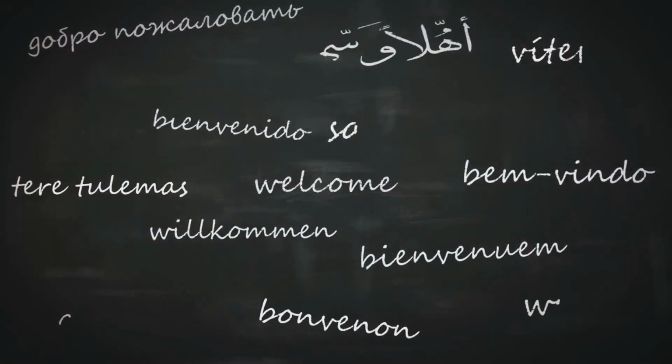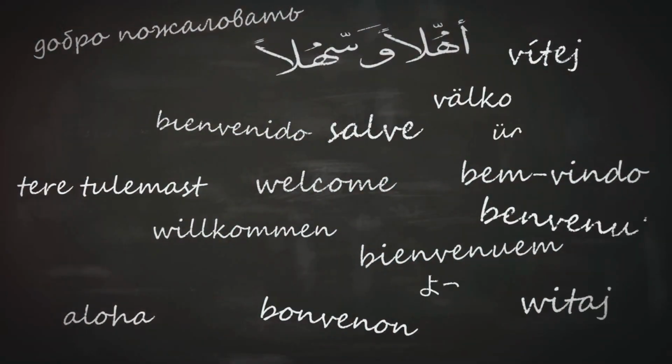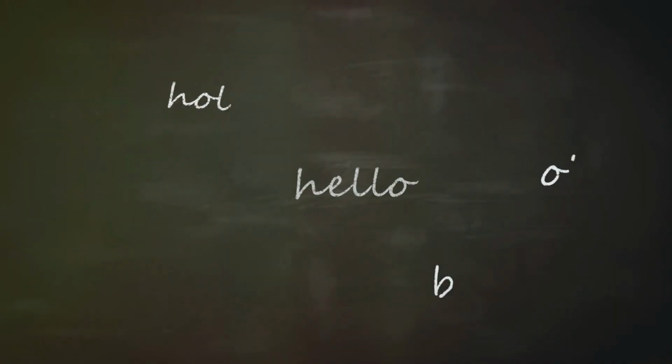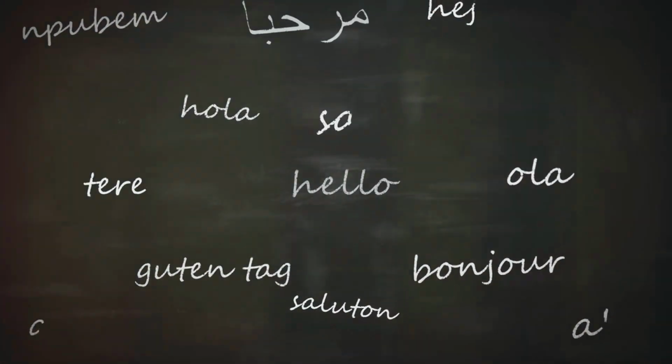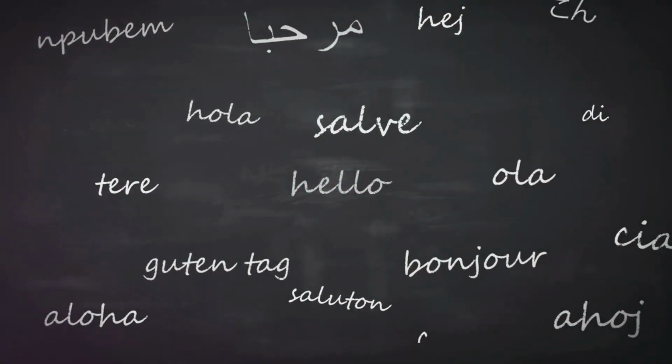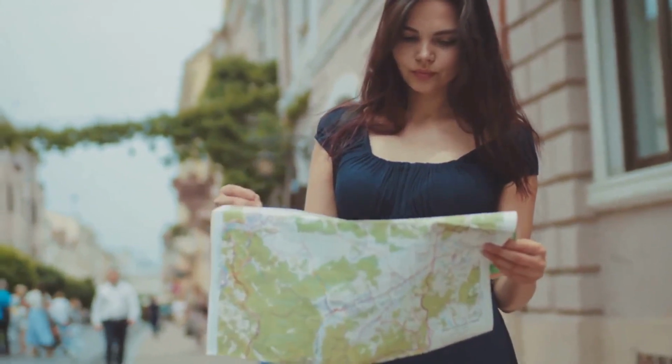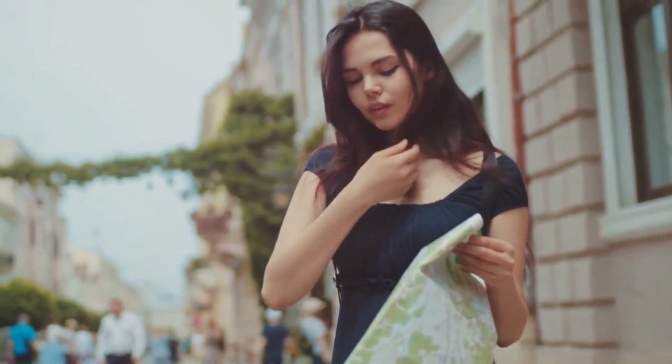Now, let's break it down. Aapka means your, naam translates to name, and kya hai is what is. So, when you put it all together, you get aapka naam kya hai? Next up, let's say you need to find the restroom.